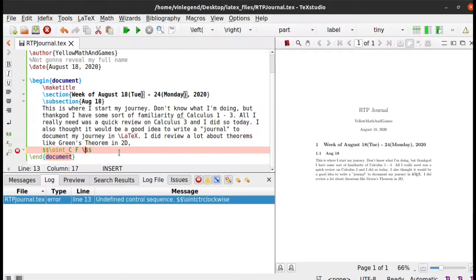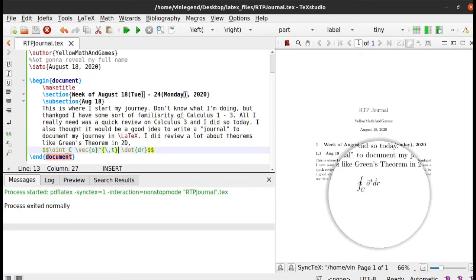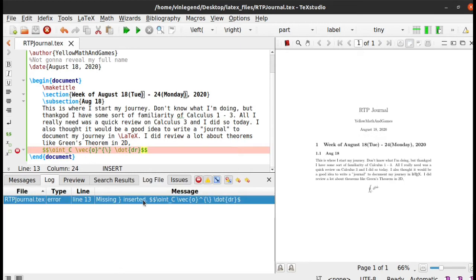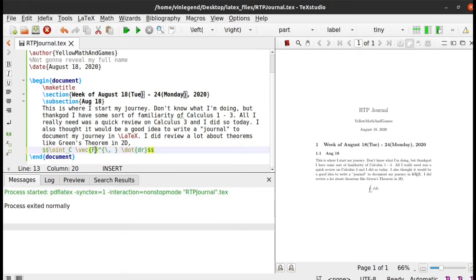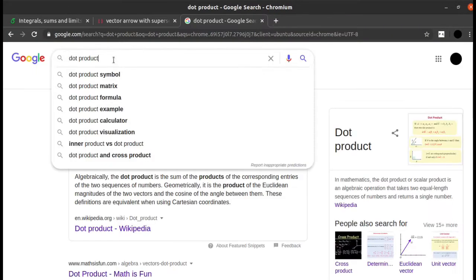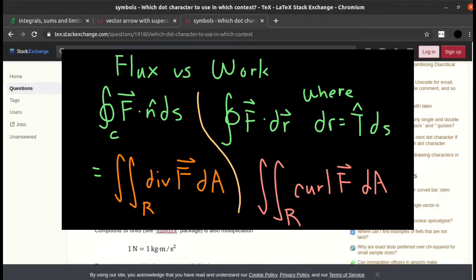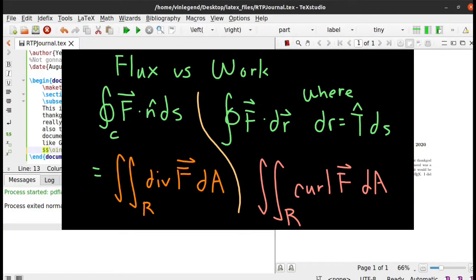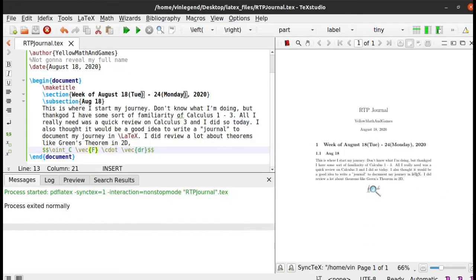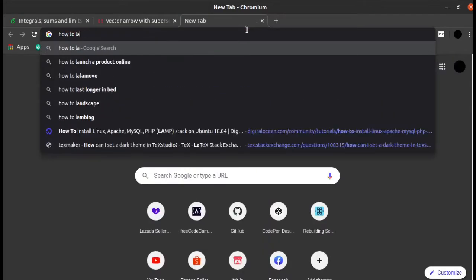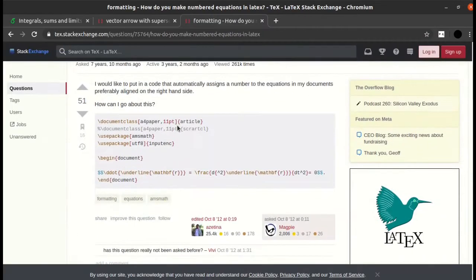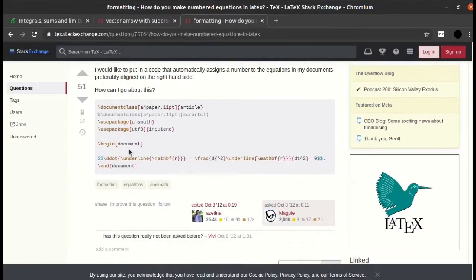Hopefully that wasn't confusing. Actually, it might not be confusing. It might just be straight up wrong. Of course, I mentioned Green's theorem's analog for work. There's also another analog for flux, which looks very similar, but instead of curl of f, it's divergence of f. And also the vector f is dotted with the normal vector, not the tangent vector.